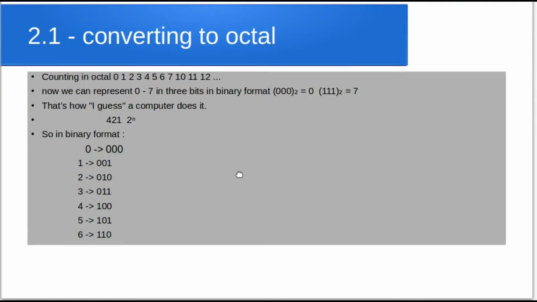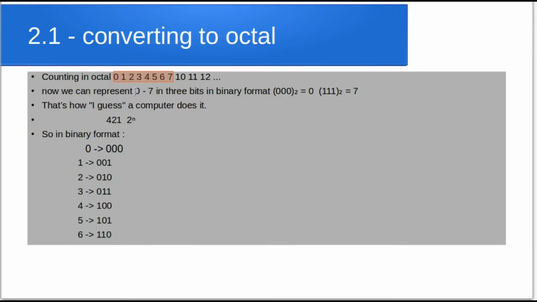Now we can represent the 0 to 7 in 3 bits in a binary format, because if you recall, the binary format of 000, base 2, is 0, and then 111 to the base 2 is 7, because it's 1, and that's a 2, and that's a 4, and if you add them it gives you 7, which fits exactly in our octal system.